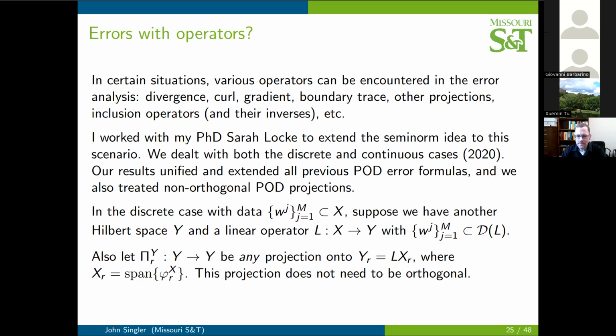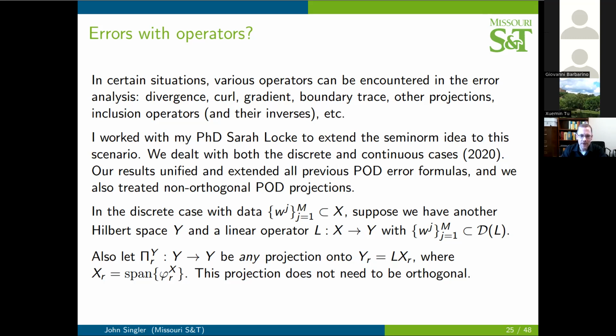Okay. So I'll go through this quickly because the idea is similar. I'll just look at the discrete case here. So again, we have some data in a Hilbert space X. And we have some linear operator mapping the data to some other Hilbert space Y. And these Hilbert spaces X and Y may have nothing to do with each other at all, right? You don't have to have one contained in the other or anything. Then you can have another projection mapping Y to itself, and this one does not need to be orthogonal.